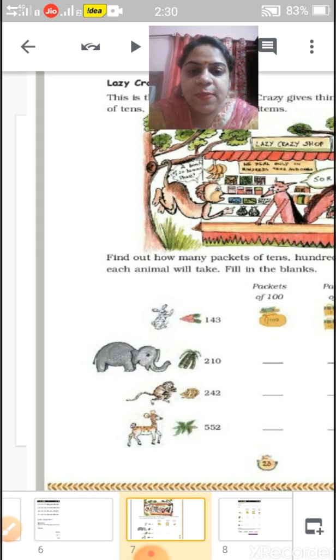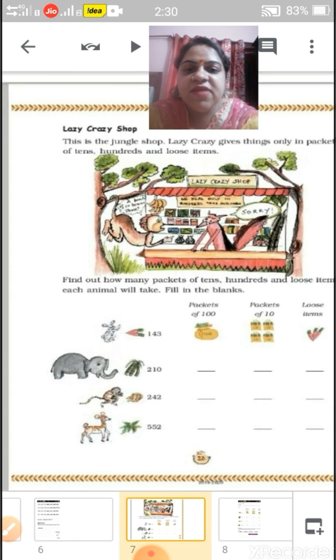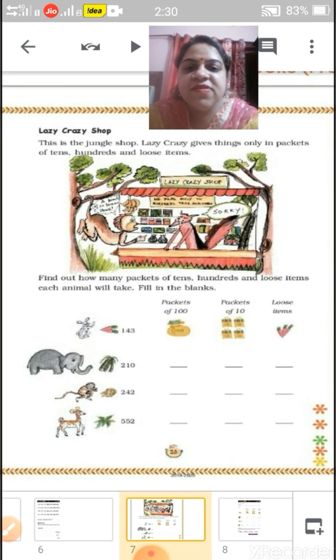Read this. Lazy Crazy Shop. This is the jungle shop. Lazy Crazy Shop gives things only in packets of tens, hundreds and loose items. In this they were using packets for giving the things. Like they were giving packets of 100, packets of 10 and loose items.